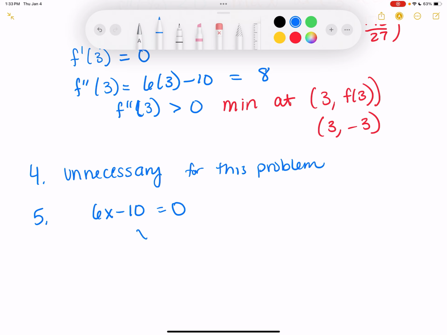So x is what? 10 over 6, which reduces to 5 over 3.